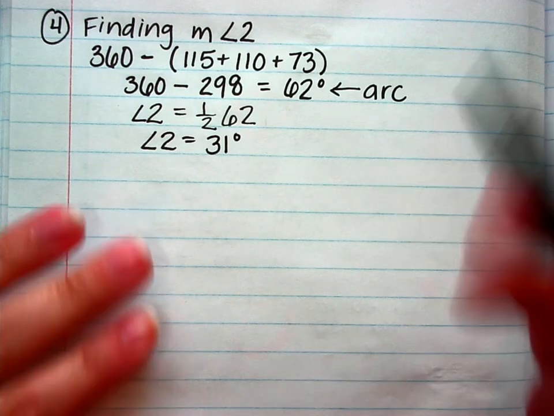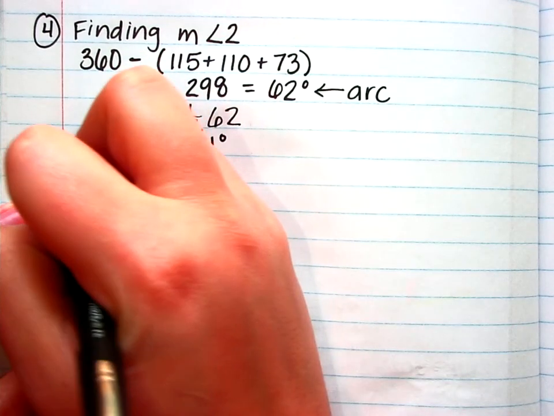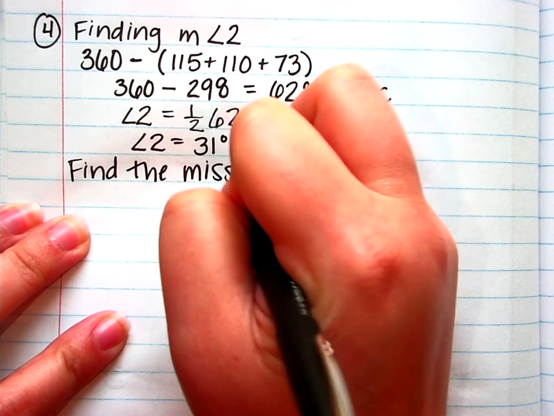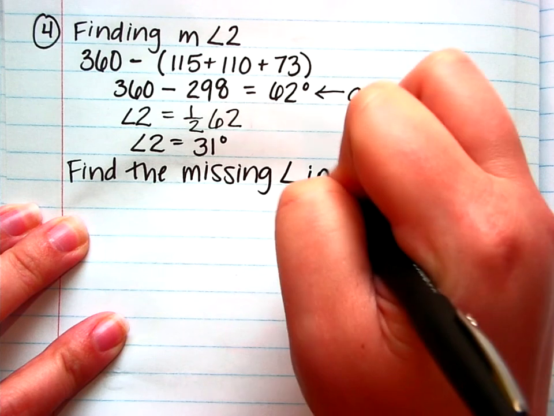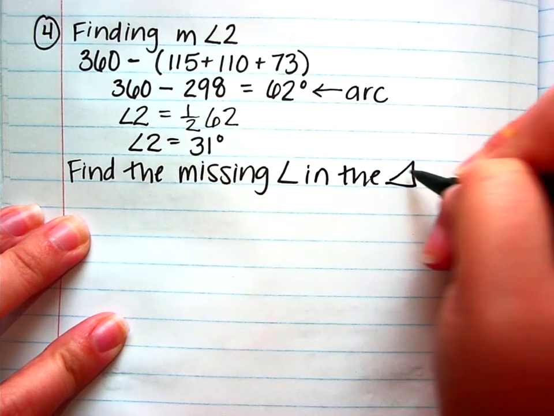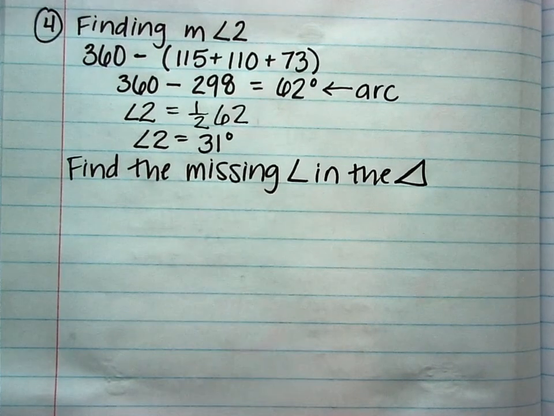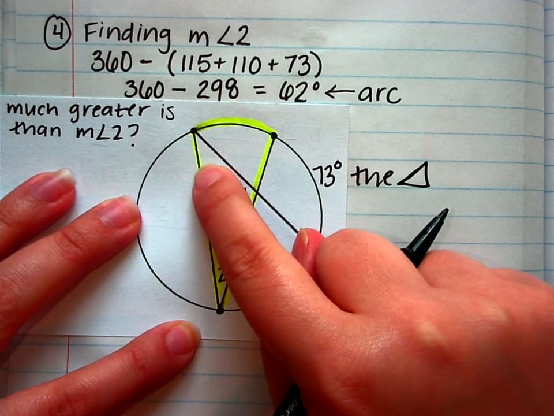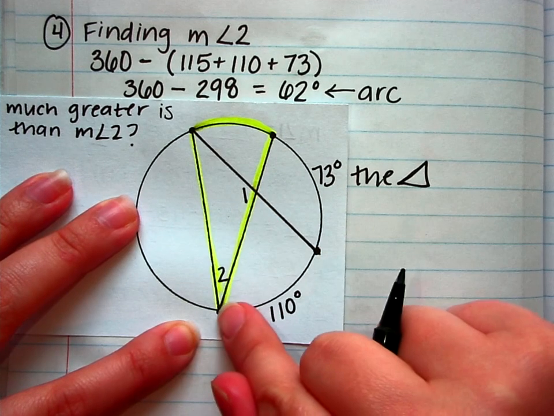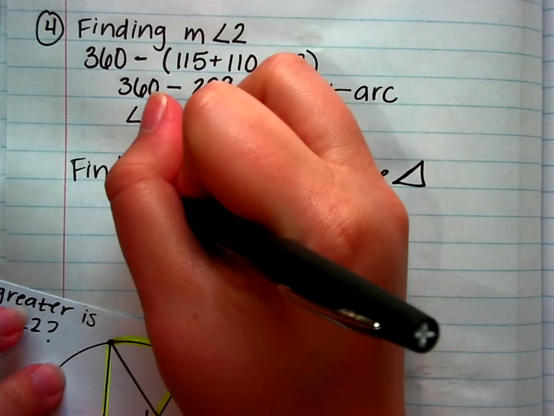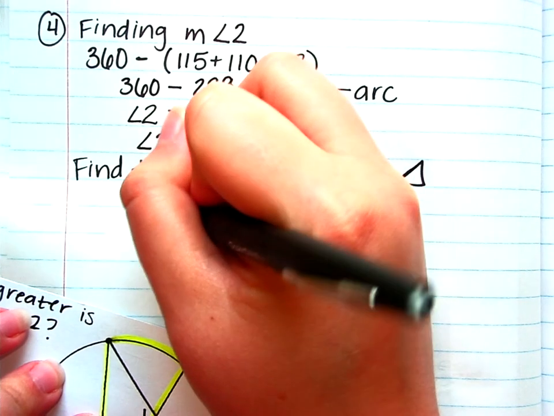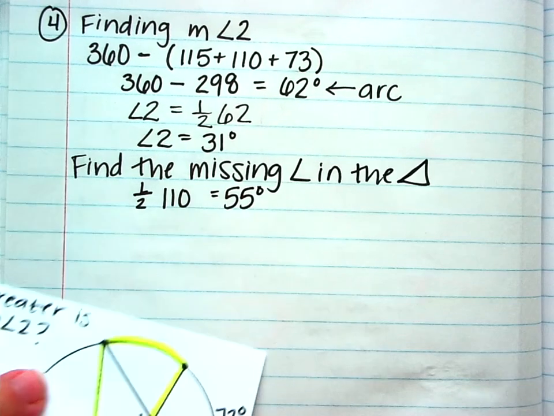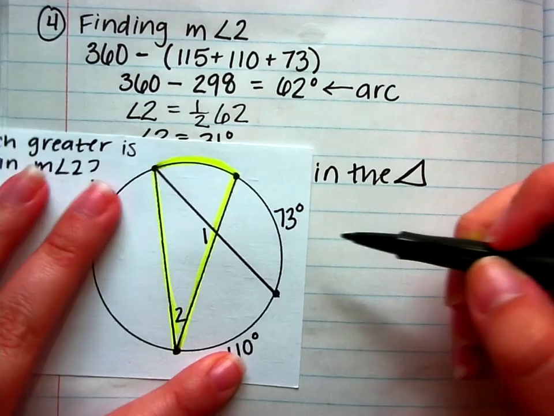So writing that in notes, find the missing angle in the triangle, because it's also inscribed. This angle is inscribed, it's on the edge of the circle, so we know that this angle measured is going to be half of the arc it opens up to. So that angle is going to be half 110, which is 55 degrees. So I'm just going to redraw this triangle.